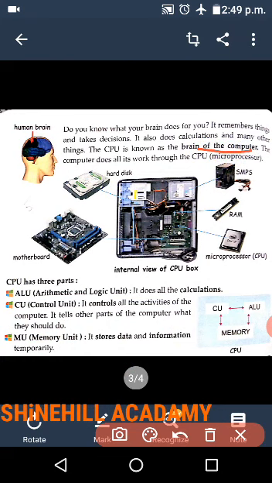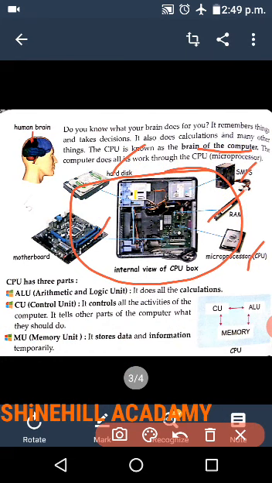Here is the internal view of a CPU box. Some parts are connected inside the CPU box. First one, the microprocessor. It is very important, because without the microprocessor the CPU cannot do any work. And then RAM, SMPS, hard disk and motherboard. You will learn these parts in the next classes.